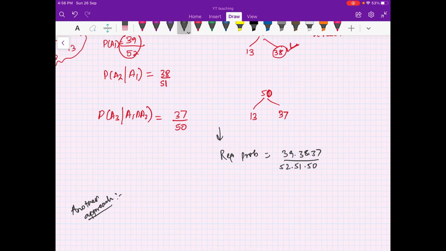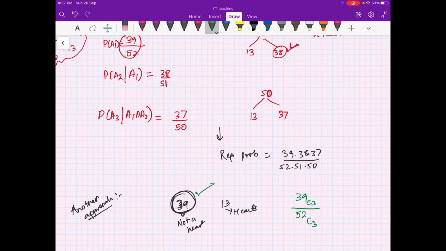So the second approach is simply you think about that. You don't want a heart. It means that you want any card. You have 39, there are 13 cards which are hearts, and these are not hearts, right? And you have to choose 3 cards, so out of these cards you have to choose any 3 cards. So 39C3 divided by total number of possible outcomes, that is 52C3, right?